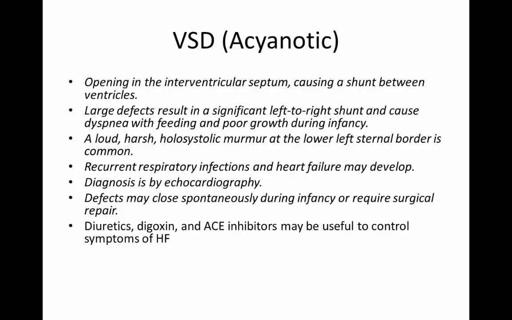Diagnosis is suggested by clinical examination, supported by the chest x-ray and EKG. What you will find is cardiomegaly, increased pulmonary vascular markings, and on EKG, because the right side is more volume and pressure overloaded, right ventricular hypertrophy and right axis deviation. Two-dimensional echocardiogram basically establishes the diagnosis. You will be able to see the defect.